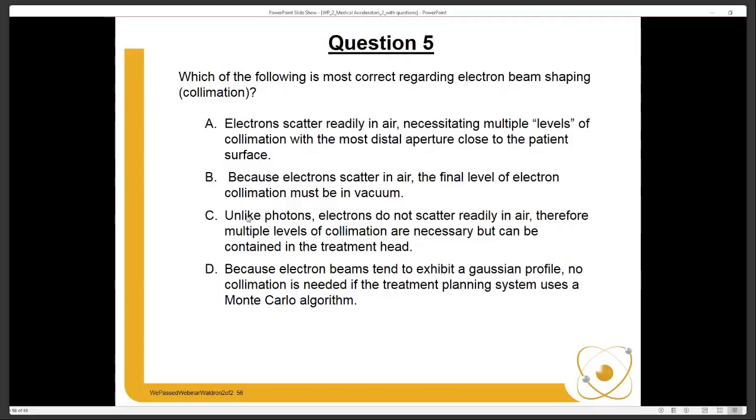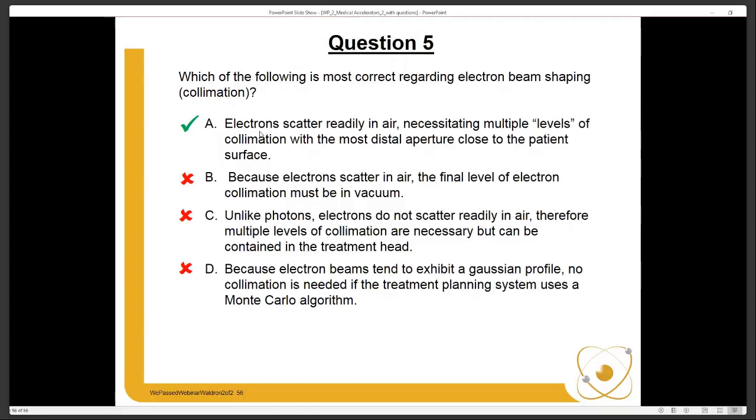Okay, great. So which of the following is most correct regarding electron collimation? Is it because electrons scatter in air, the final level must be in vacuum? No. And it is also not, unlike photons, electrons do not scatter readily in air. That is false. Therefore, multiple levels of collimation are necessary but can be contained in the treatment head? Well, the first part's false. D, electron beams tend to exhibit a Gaussian profile. That's true, but having a Monte Carlo treatment planning system isn't going to collimate the beam for me. The correct answer is A.